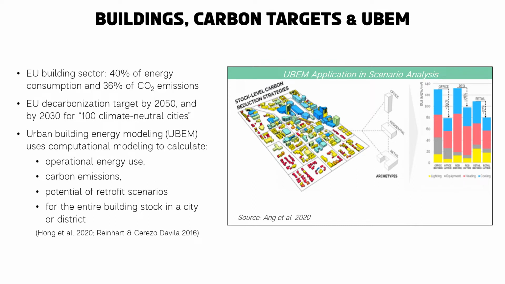In the EU, buildings account for 40% of energy consumption and 36% of energy-related CO2 emissions. The EU has a decarbonization target of 2050, and by 2030 for 100 of the climate-neutral cities joining the new EU mission. So buildings are a big part of our carbon problem, and they have got to be a big part of our carbon solution. And UBEM can help us get there.